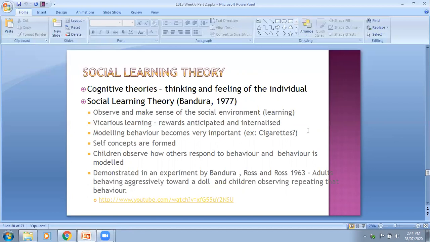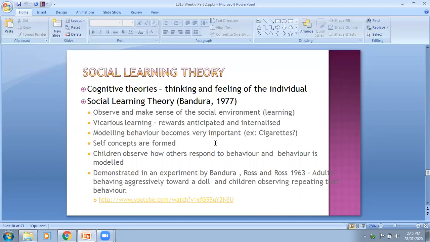So modelling behaviour, very, very important. If you don't know how to smoke because you haven't watched anybody do it, how do you learn to do it? You can't go and get a book from the library, how do I smoke? So modelling behaviour of adults to children becomes very important because that's how children learn.